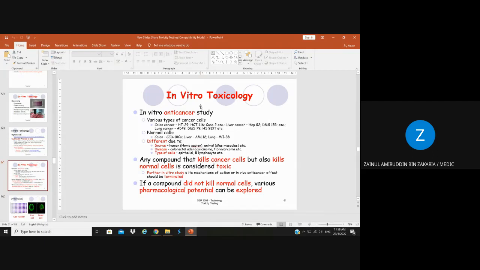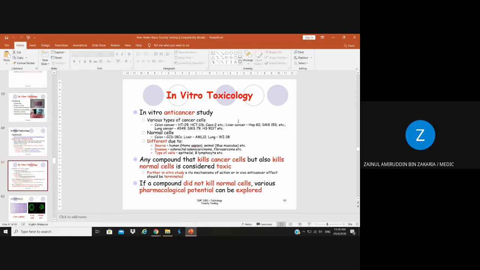Okay. So what I explained in the second and third point: if any compound can kill cancer cells but also kills normal cells, it is considered toxic. So you should terminate the experiment using that compound. And if a compound did not kill normal cells but kills the cancer cells, then further pharmacological potential can be explored. Let's say you want to see the mechanism of anti-cancer involved, you can do that.